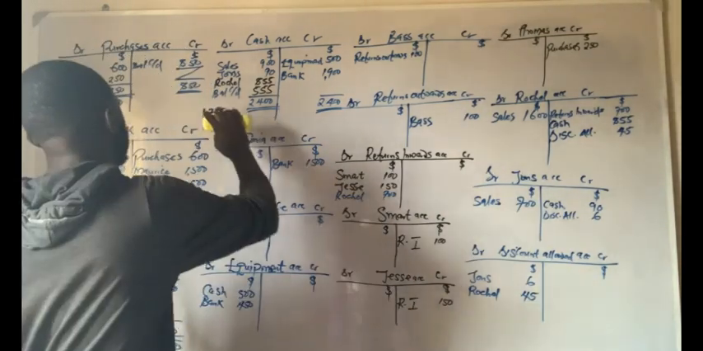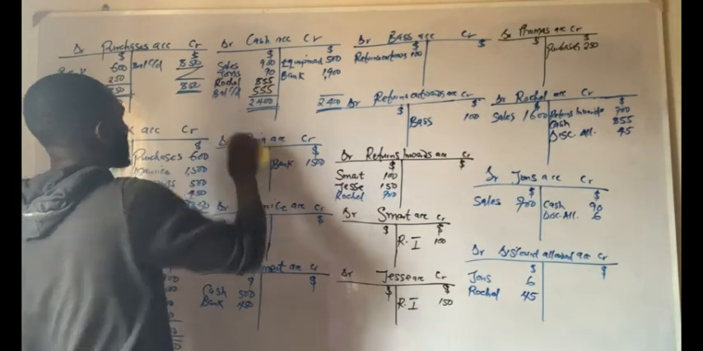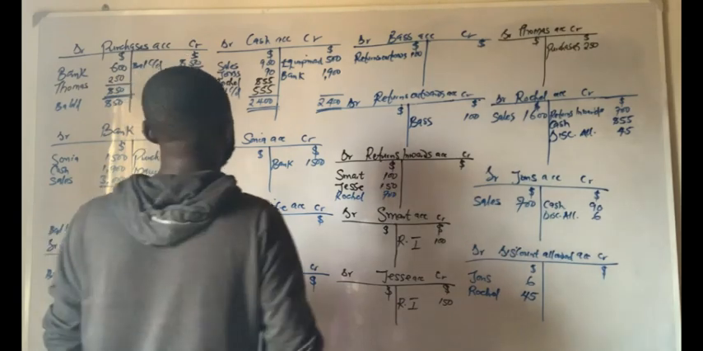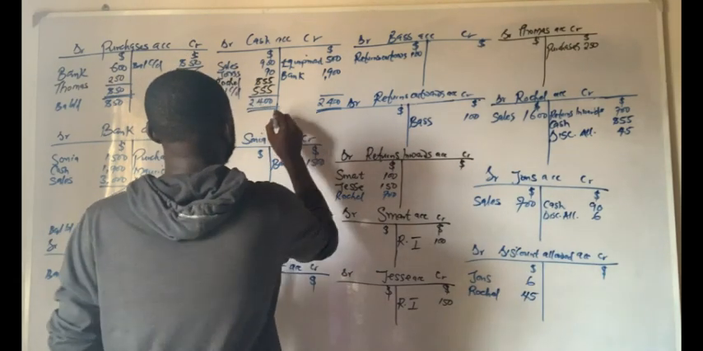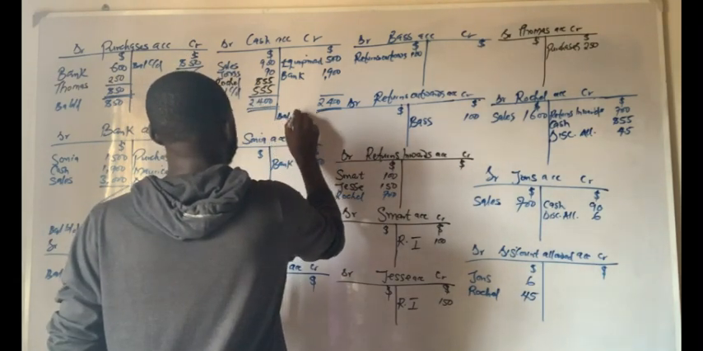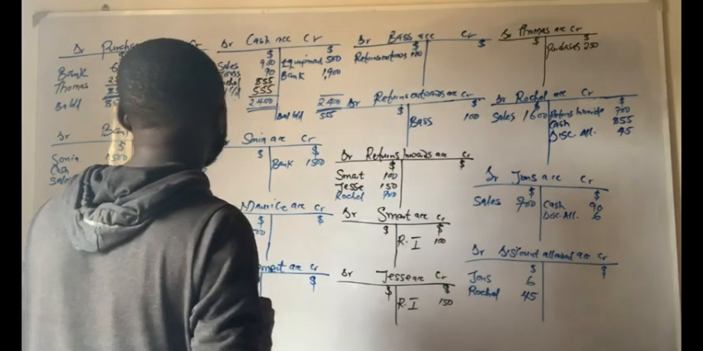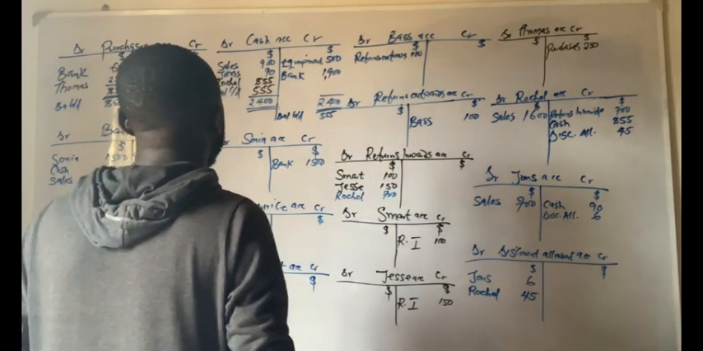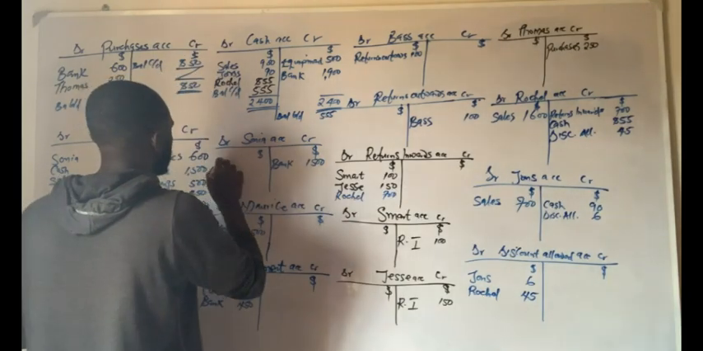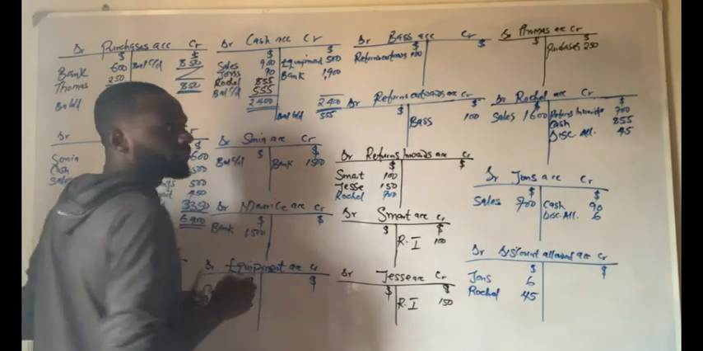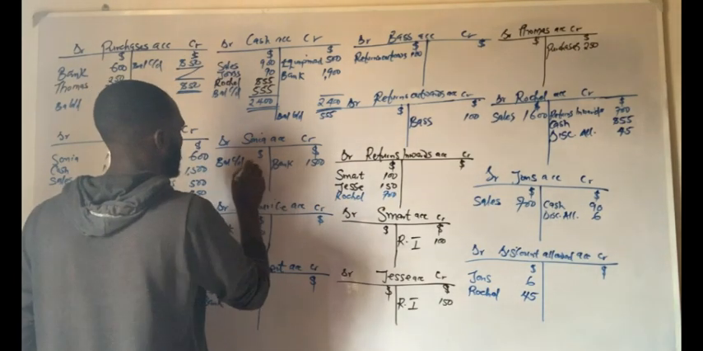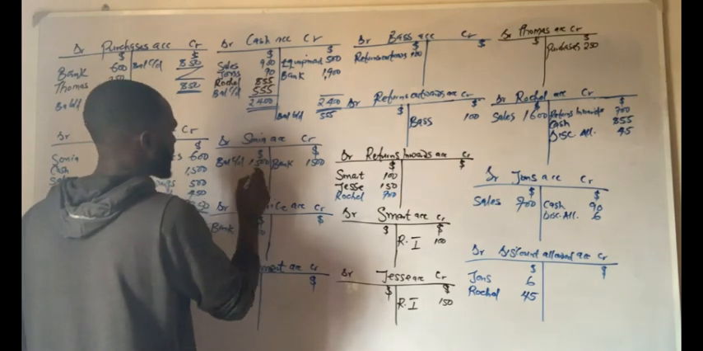You can still verify. Still verifiable. So our balance brought down is going to be 555. Okay. So Sonia's account is going to be balance carried down again. So 1,500, because it's 0, there's nothing there.